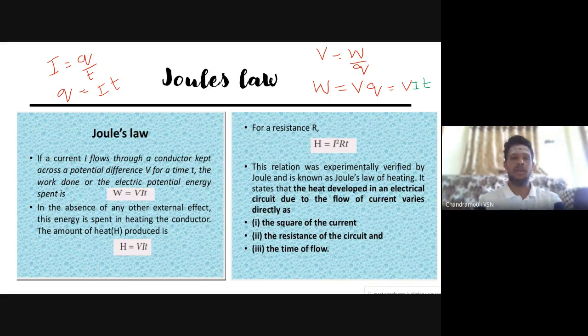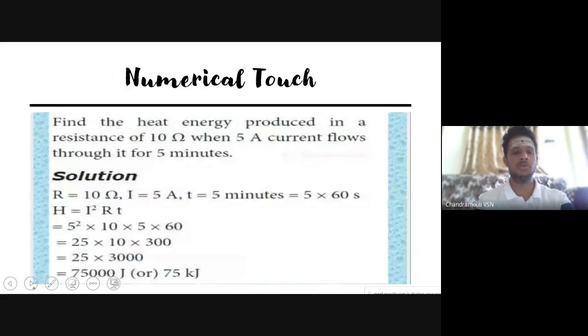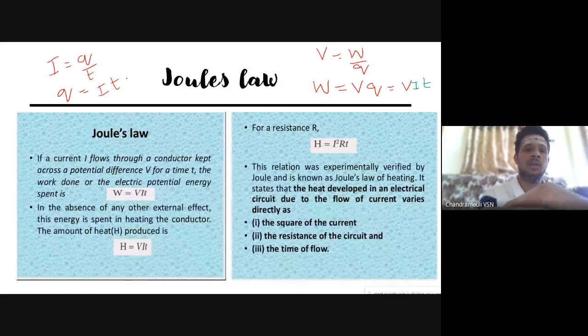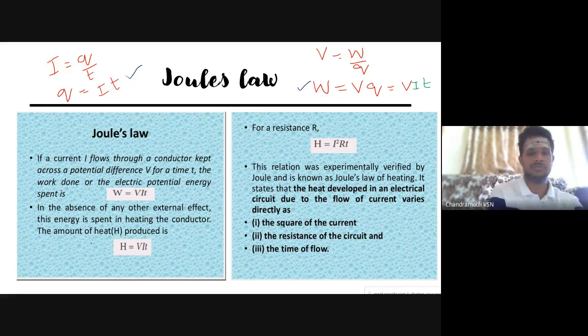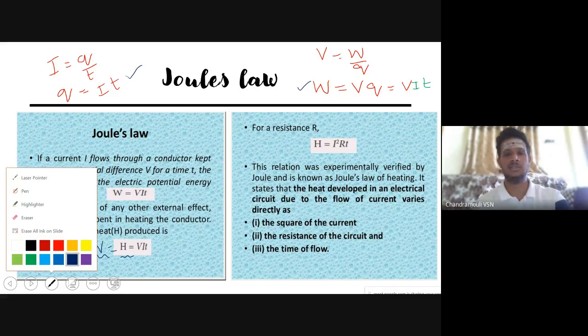In order to remember better, Q is I into T, and W is VIT. Is it okay? So the same W, in the absence of an electric field, becomes H. W is the amount of work done, H is the amount of heat produced. For both, the formula is VIT: voltage, current multiplied with time.